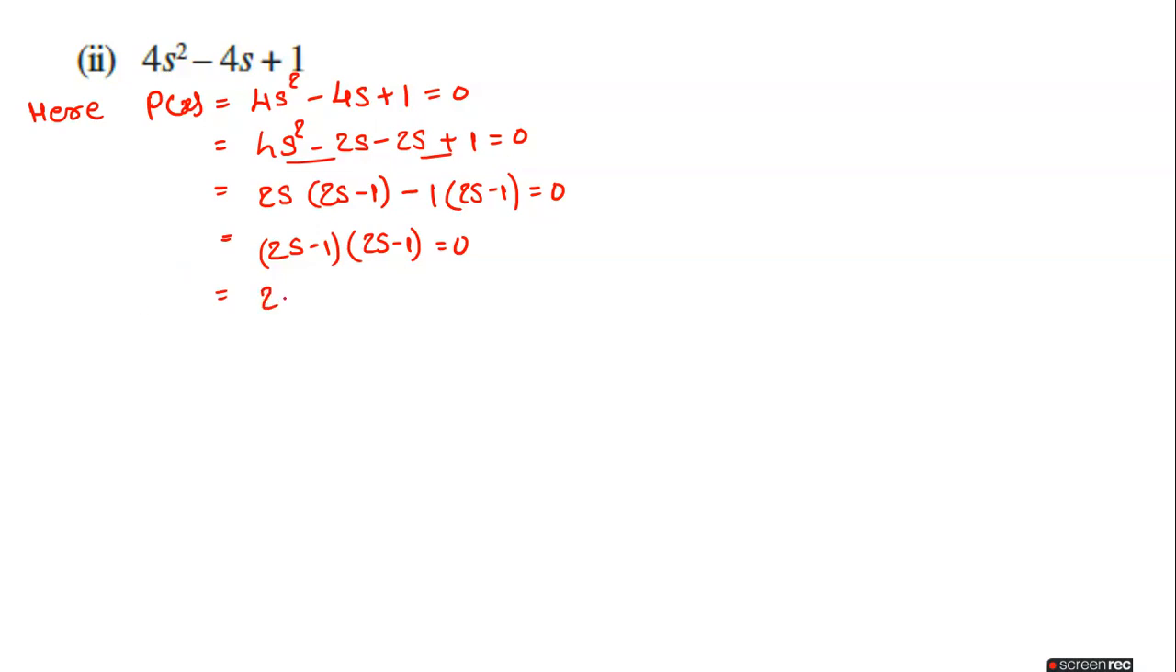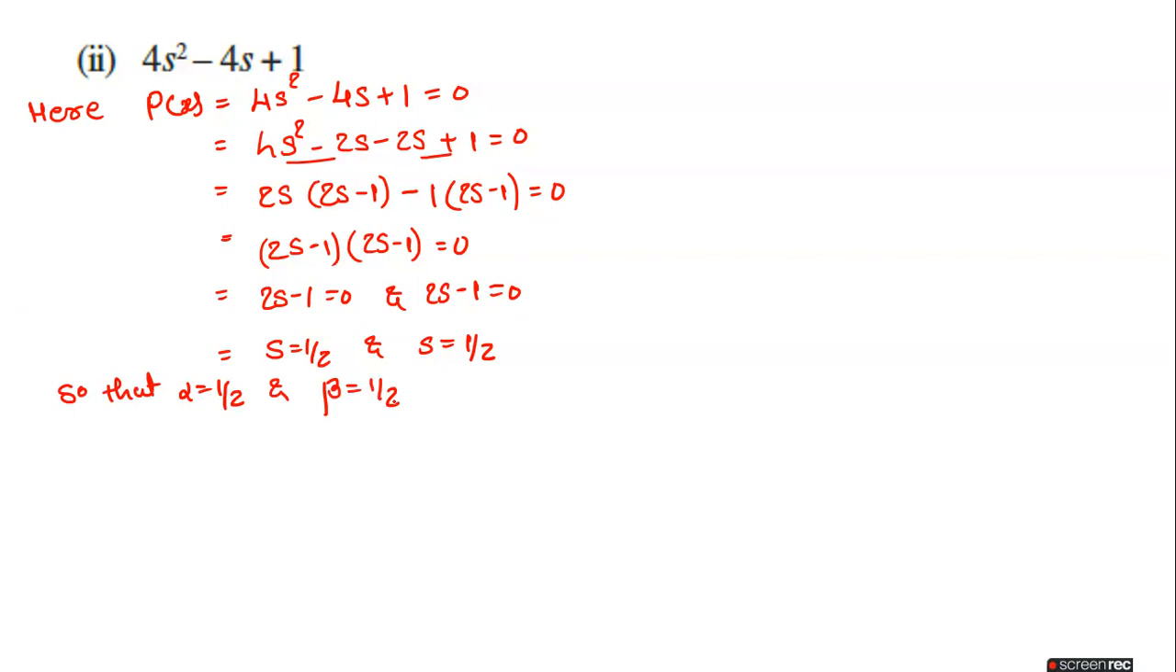Okay, then 2s minus 1 is equal to 0, and 2s minus 1 is equal to 0 again. Then s is equal to 1 by 2, as well as again s is equal to 1 by 2. So these are nothing but alpha and beta, so that we can write alpha is equal to 1 by 2 and beta is also equal to 1 by 2.